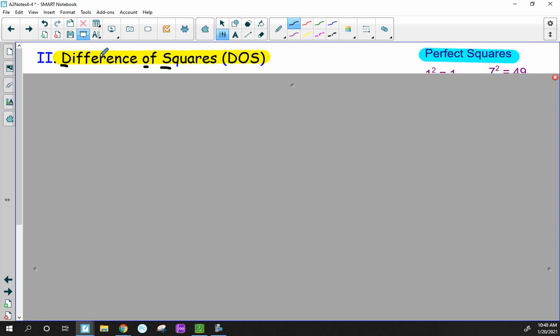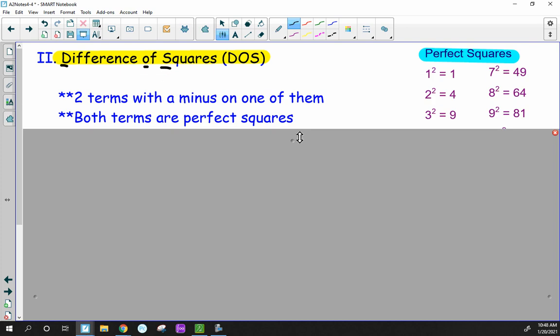Difference is a math word we use for minus. So DOS problems will always have minus signs in them. There'll be 1 minus sign. Squares is a math term we use for power of 2. So you'll see on variables, you'll see powers of 2, 4, 6, 8, those types of numbers as the powers on variables. But numbers, they'll be perfect squares. There will be, again, 2 terms with a minus on one of those terms, and both of the terms in your problem will be perfect squares.